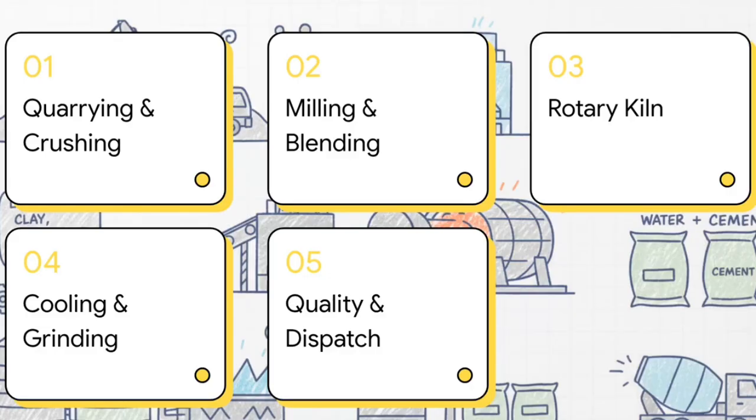Okay, let's dive right in. Our roadmap today is pretty straightforward. 1. Quarrying and initial crushing. 2. Milling and blending. 3. The heart of it all, the rotary kiln. 4. Cooling and final grinding. And 5. Quality control and dispatch.